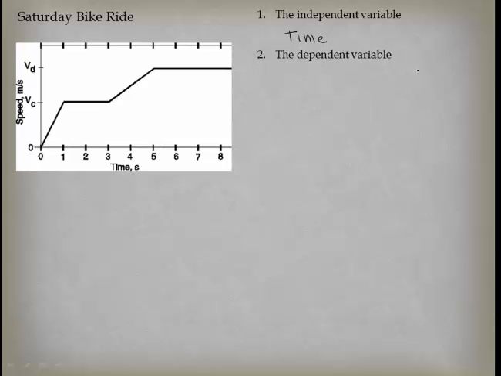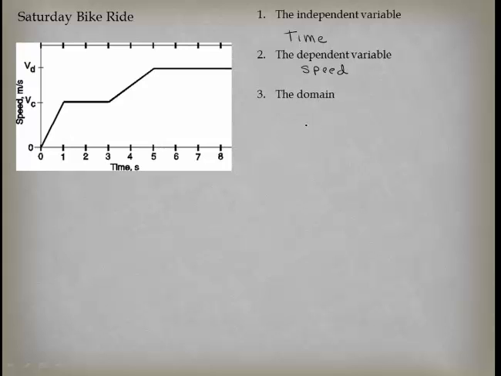Next, we have the dependent variable. And in our graph, we've got time versus speed or velocity. So as our time is changing, so is our speed. So our dependent variable is going to be the speed.